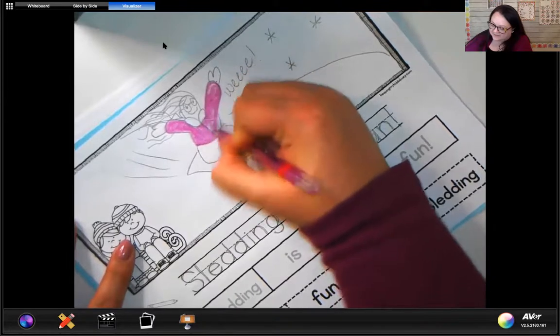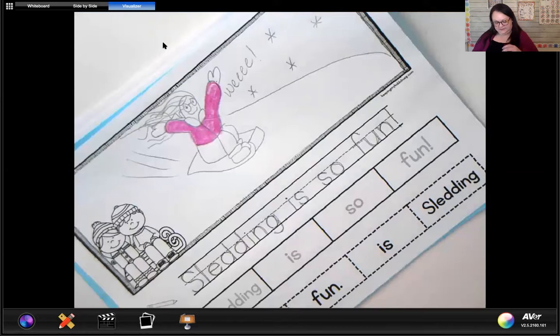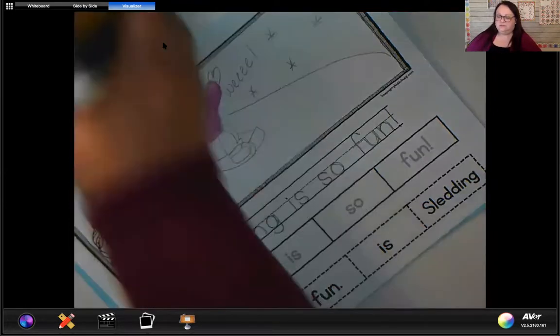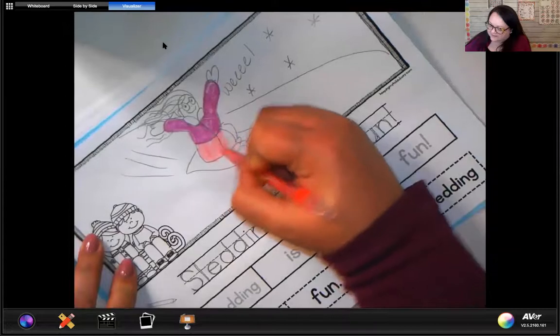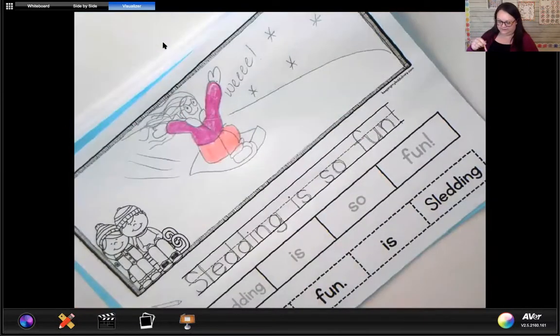I can't remember the last time I went sledding. It's been a long time, but it sure is fun. Okay, let's see, what color should I do? Why not? Let's do pink. This is our second. And then I'm going to do my boots.